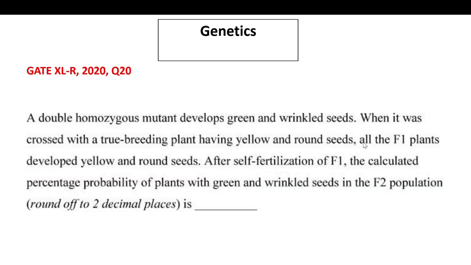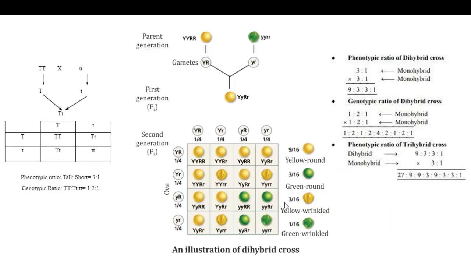Now, all the F1 plants developed yellow and round seeds. After self-fertilization of F1, the calculated percentage probability of plants with green and wrinkled seeds in the F2 population is asked. So they have self-fertilized this F1 generation, that is YyRr crossed with YyRr, capital Y small y, capital R small r. And this is the scenario that you need to draw for solving this question. So I have drawn that.